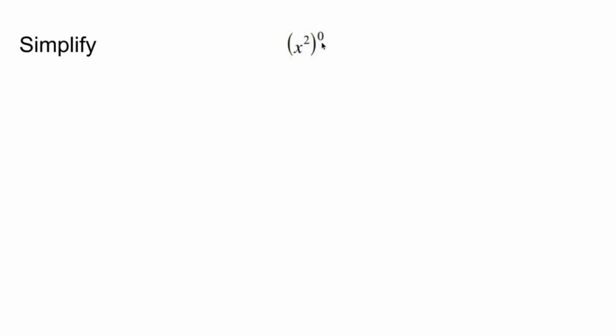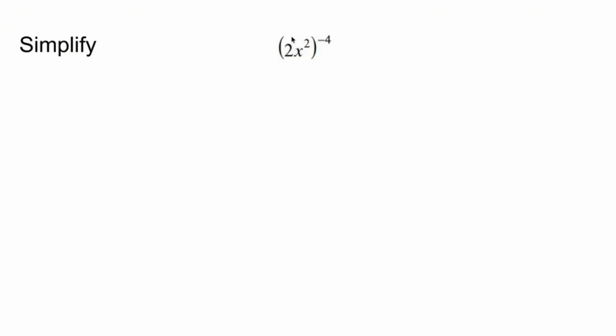Simplify parentheses to the 0th power, where inside the parentheses you have x squared. Well, if I'm going to take a parentheses to the 0th power, it doesn't matter what's inside it. Anything to the 0th power is 1. So a parentheses that contains x squared to the 0th power is just 1. Don't overthink it. There's nothing to overthink. The answer's 1. Done.